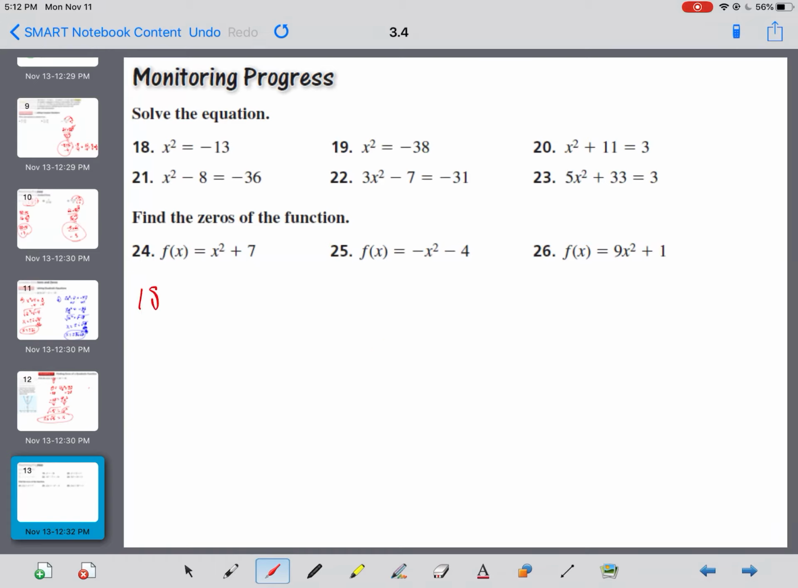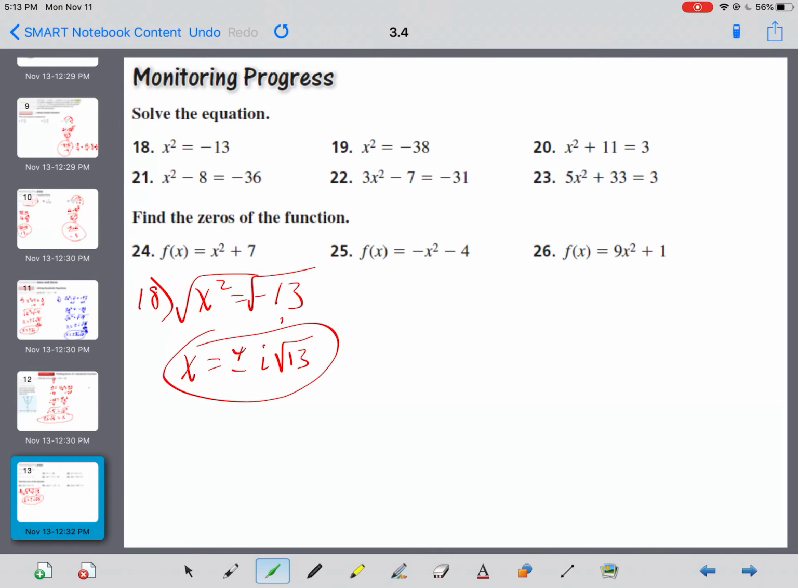All right, let's do the top three, 18, 19, 20. 18 is x squared equals negative 13, square root both sides. X equals plus or minus square root of negative 13, pull out an i. 13 doesn't have a square root. Nothing goes into that but 13 and 1, so just square root of 13.